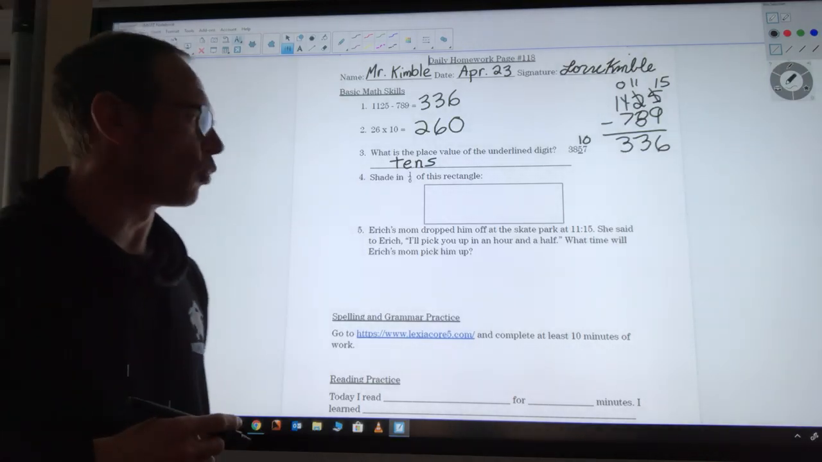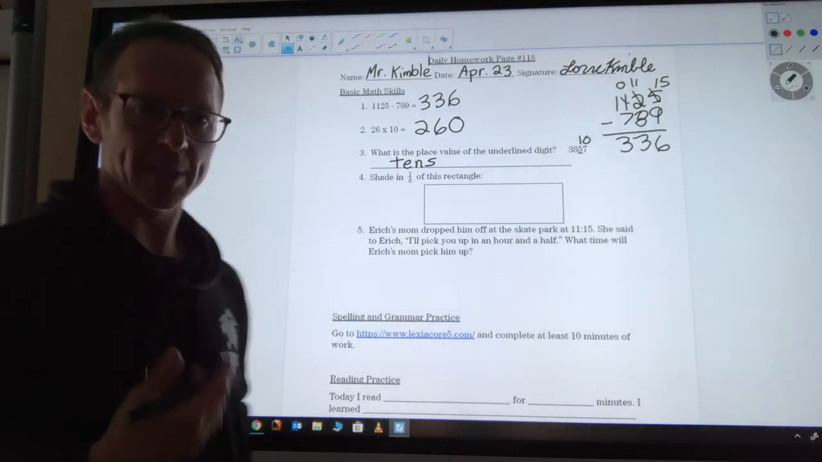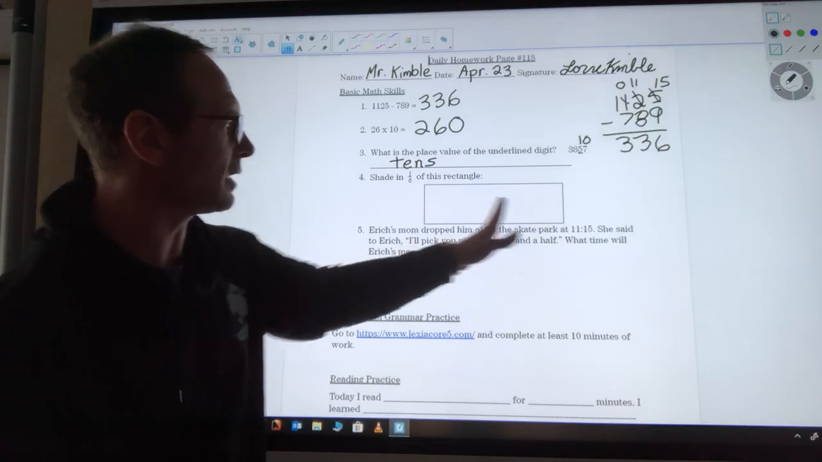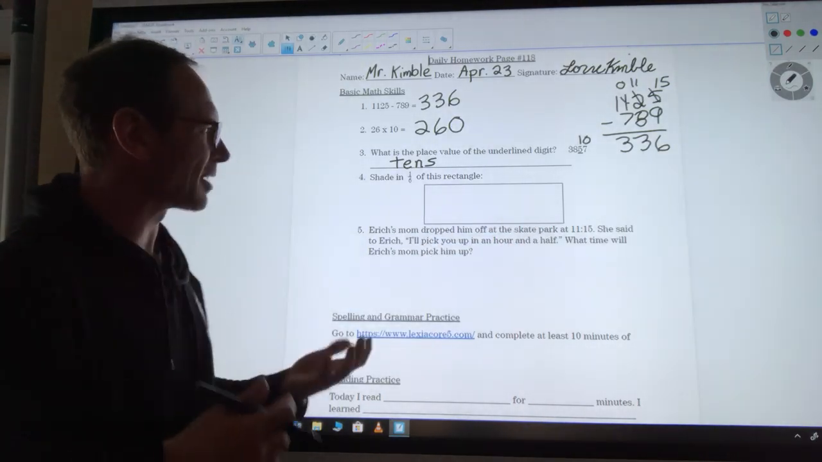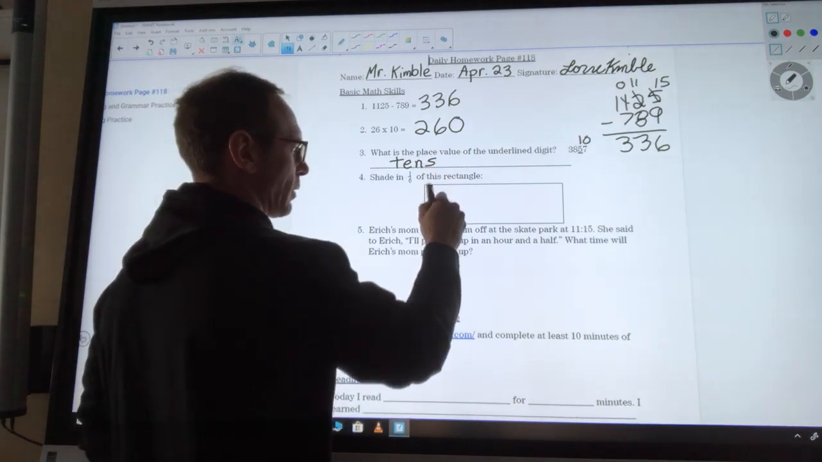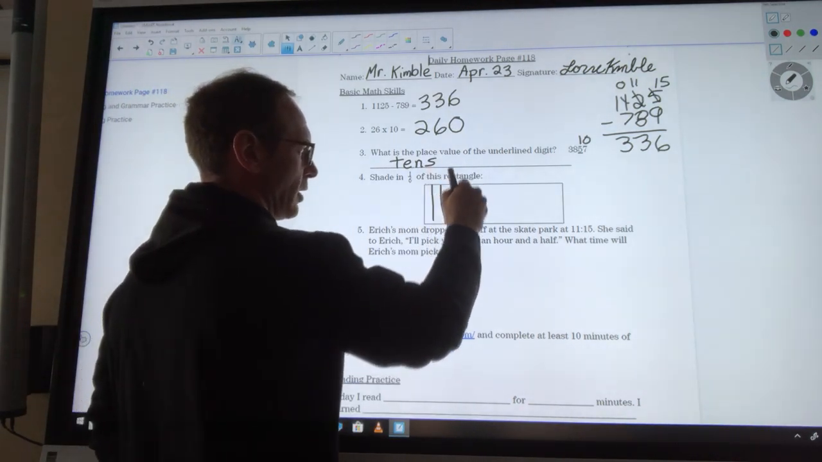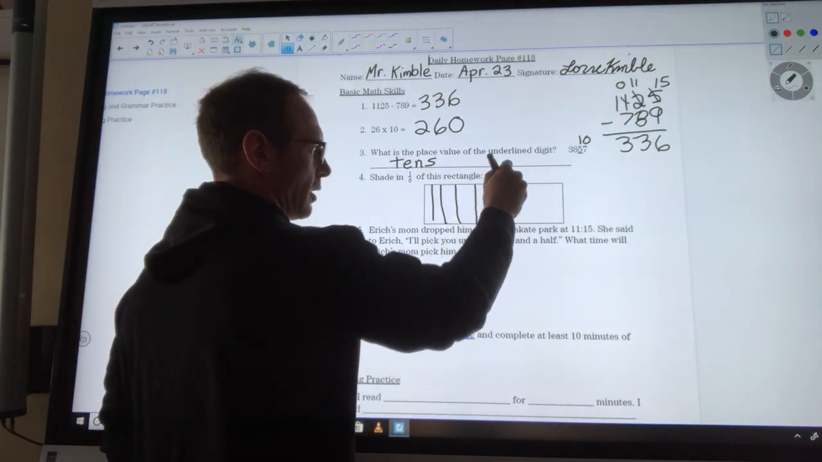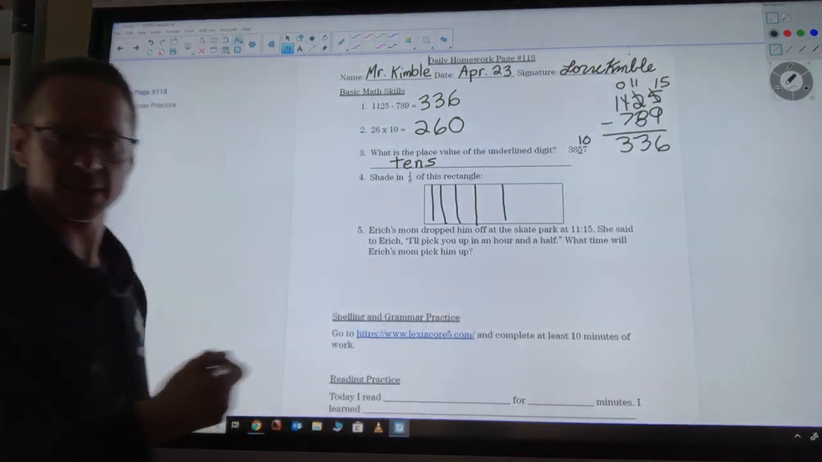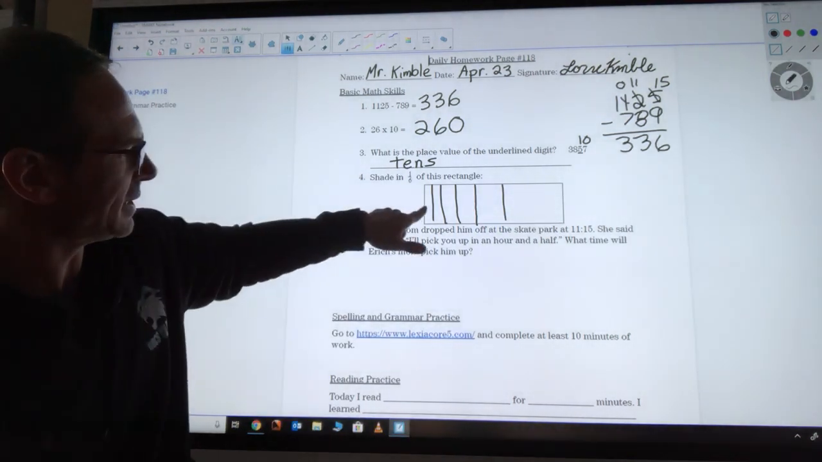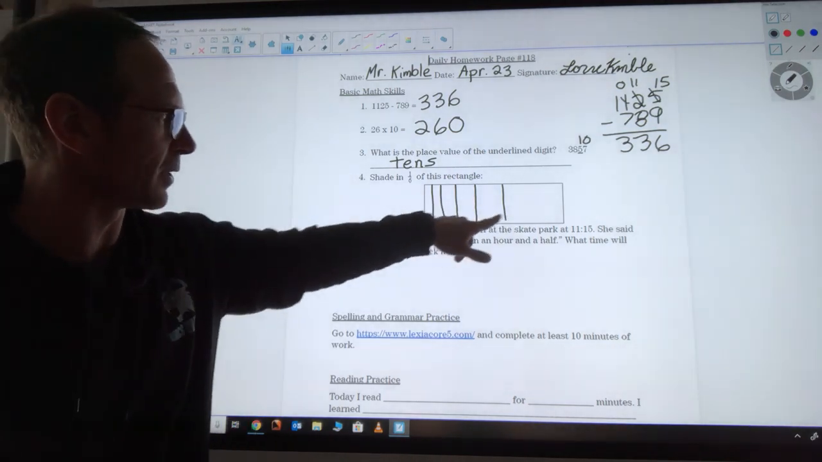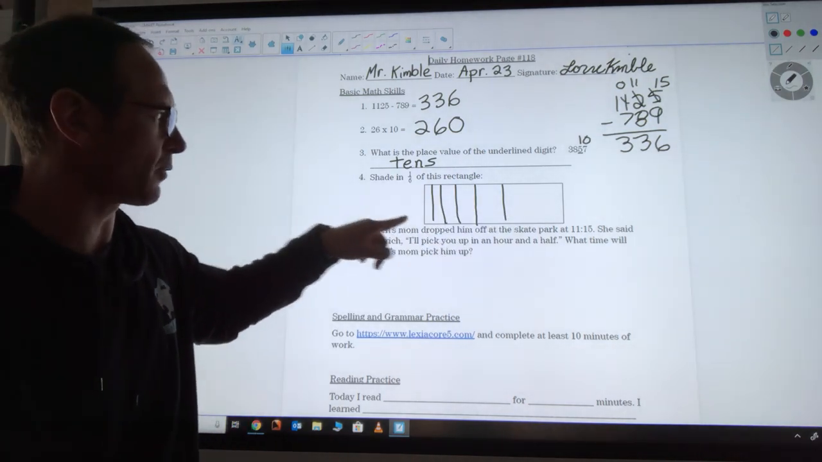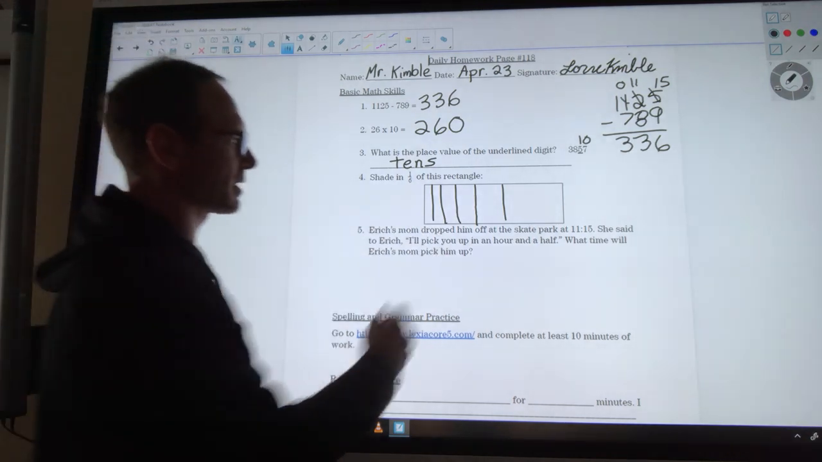Number 4 says shade in 1/6 of this rectangle. What this means is that I need to evenly divide this rectangle up into 6 pieces. Some people just try to do this and they'll go like, okay, well there's 1, 2, 3, 4, 5, and then 6 pieces. But if you look at their pieces, they're very different sizes. And when we're using fractions, they have to be the same size.